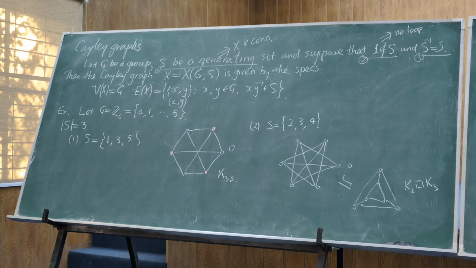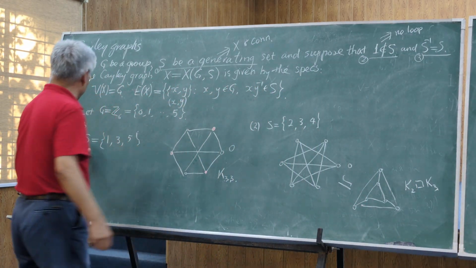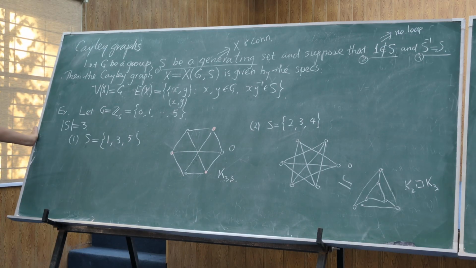And there is no other Cayley graph of degree 3, regular of degree 3 of order 6. So we found all of them for 6. Is there another way of choosing a generating set with 3 elements? Can you prove that? Quickly prove that. If you choose 1, then you have to choose 5. Yes. If you choose 2, you have to choose 4. Yes. 3 is already there. Yes. So this is all. We found all of them.